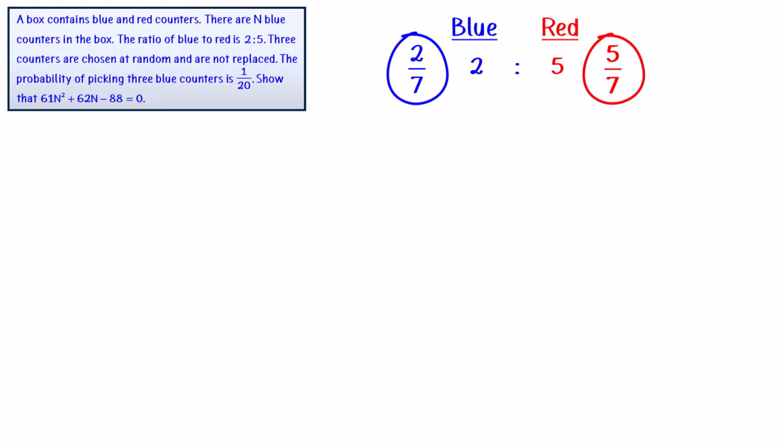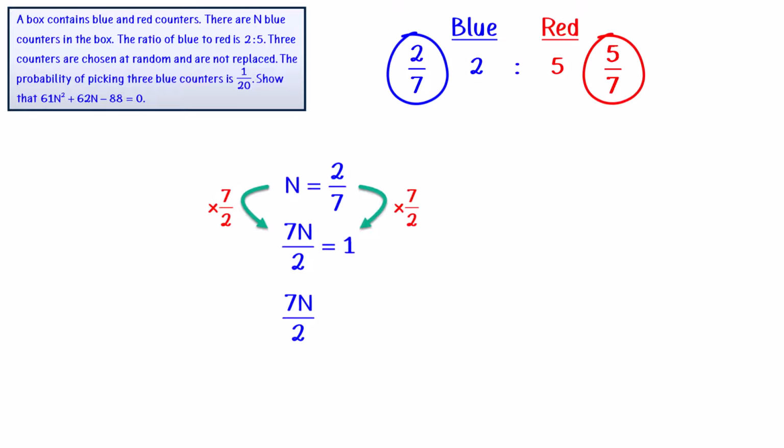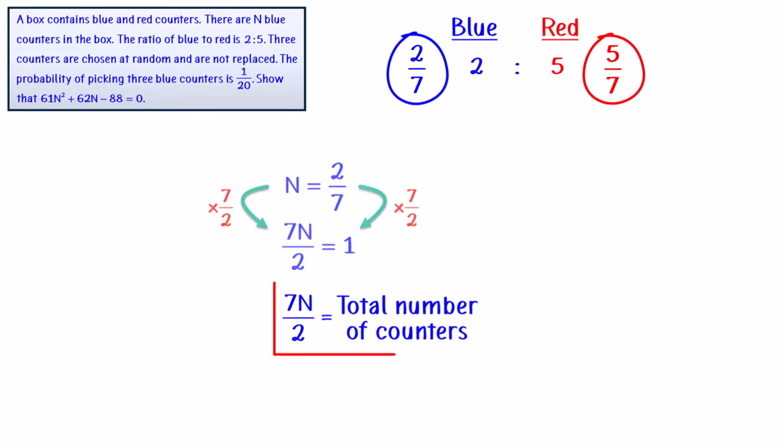To do this, let n be equal to 2/7, which just means 2/7 of all the counters are blue. We then want to change 2/7 to a whole one, because this would represent the total number of counters. To do this, multiply both sides of the equation by 7 over 2 to give 7n over 2 is equal to 1. So therefore, 7n over 2 is an expression that represents the total number of counters.